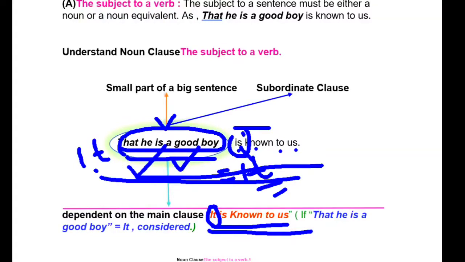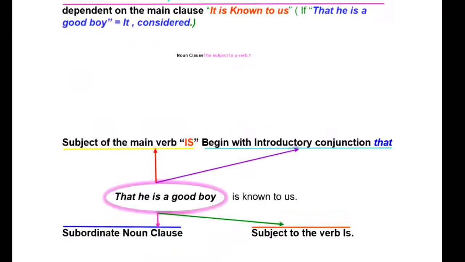That means, in the whole sentence, the main verb is "is" and its subject is "that he is a good boy." So this is a subordinate noun clause, and what category is it? It is subject to the verb "is." Now if we go on to the second example, I have written "that is a good boy" as a subject to the verb "is," and it is also a subordinate noun clause.